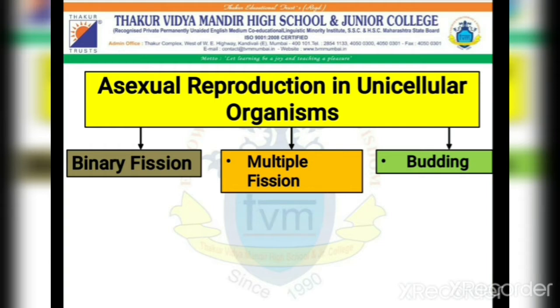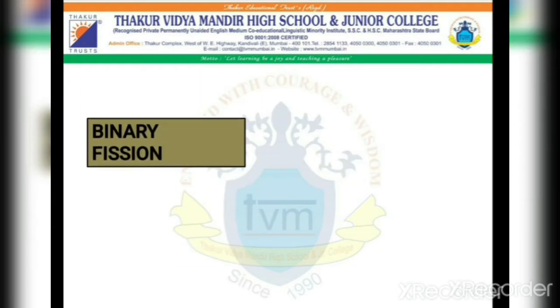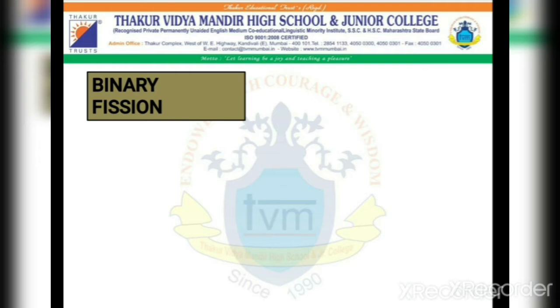Let us see these three methods in detail. Starting with the first one, that is binary fission. The word fission means to break, and binary means two. That means in this method, an organism is divided into two parts. So we call it binary fission.